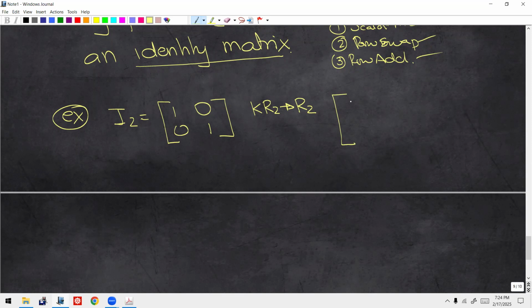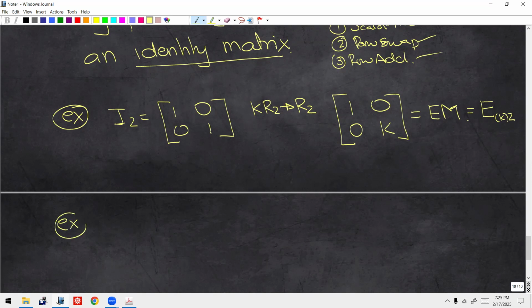If I do that, I'll end up with this new matrix, and it's going to look like this. The first row stays the same. The second row becomes 0, k. And this is called an elementary matrix. That's one type of elementary matrix. There's a lot of notation. Sometimes they'll write it this way: E parentheses k, 2. That tells us that you multiplied row 2 by k. That's what that means.